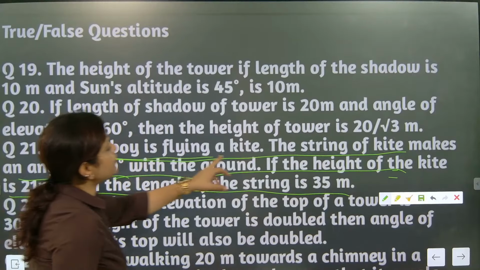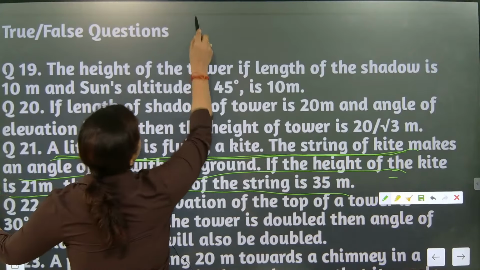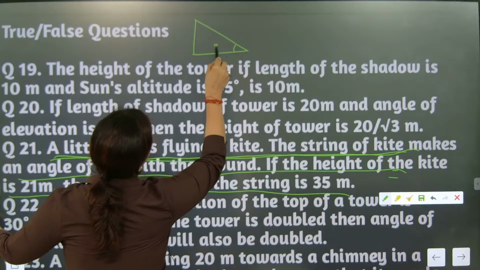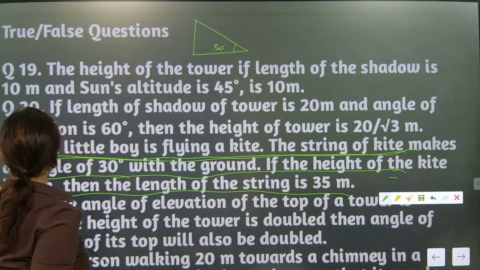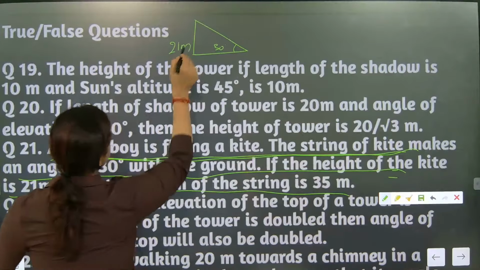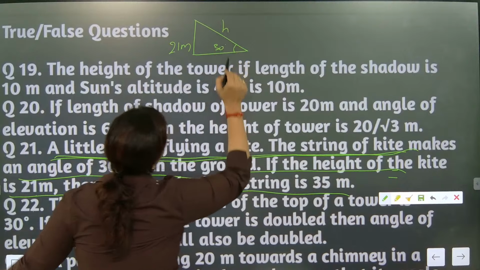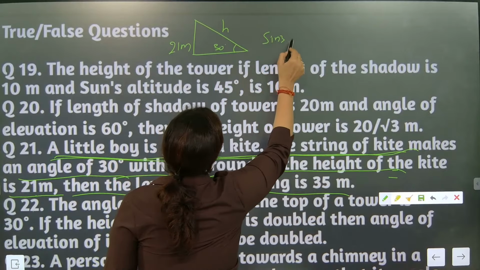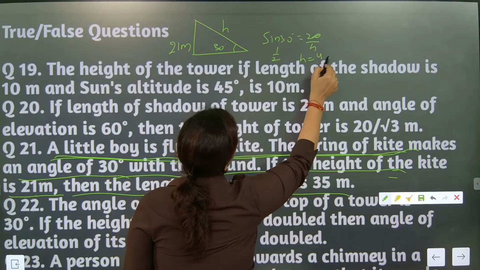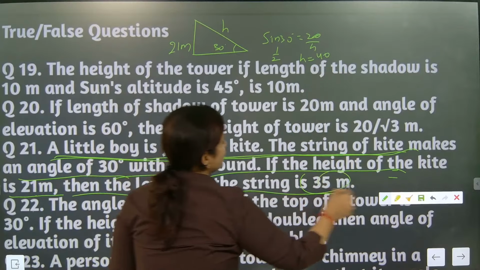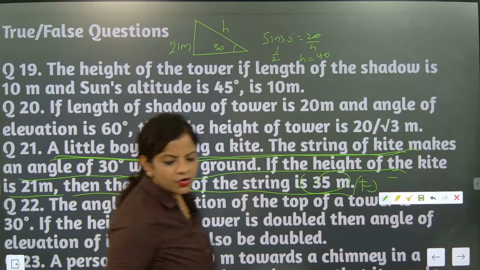A little boy is flying a kite. The string of the kite makes an angle of 30 degree with the ground. If the height of the kite is 21 meters, then the length of the string? Let the length of the string be h. So sine 30 degree will be 20 by h. Sine 30 is 1 by 2. So h is equal to 40. But here what they have given? 35. So the answer is false. You understood how to write true and false?